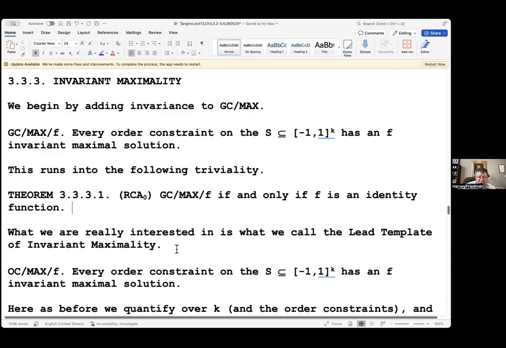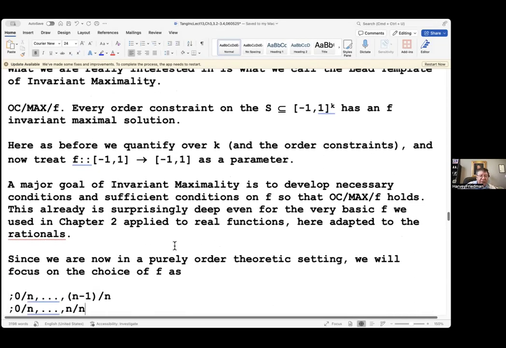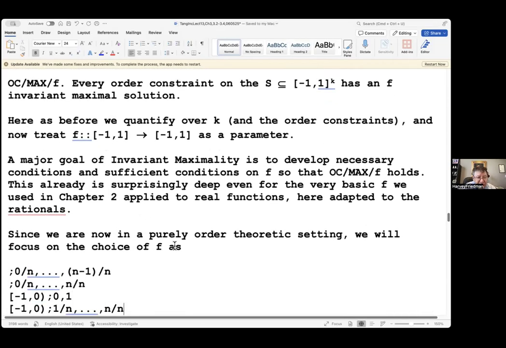What we're really interested in is what we call the lead tape template of invariant maximality. Here it is. OC of max F. Every order constraint on S has an F invariant maximal solution. This leads to all the excitement of invariant maximality, this template. And we use very specific Fs and some general classes of Fs and so forth. And that's what the subject is basically about.